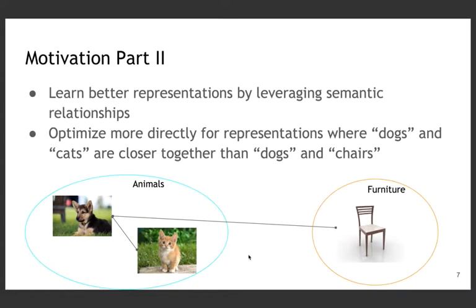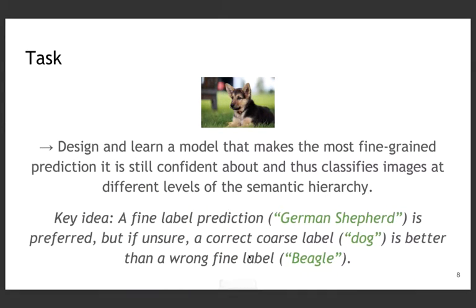we hope to optimize more directly for this property of the representations. So given the motivation we presented, we want to design and learn a model that makes the most fine-grained prediction it is still confident about, and therefore classifies images at different levels of the semantic hierarchy. Just to clarify, the model is only going to predict a single label that's either fine-grained or coarse-grained.